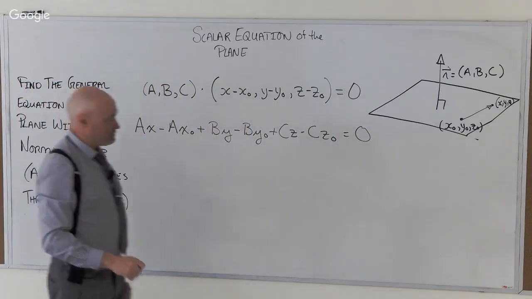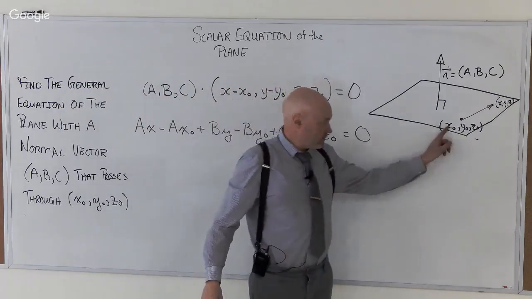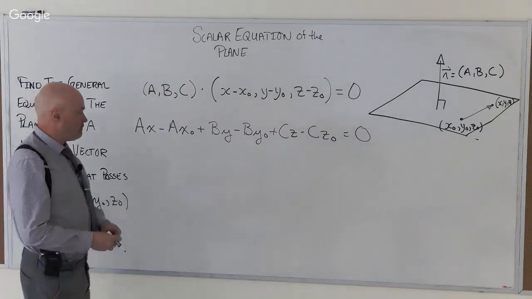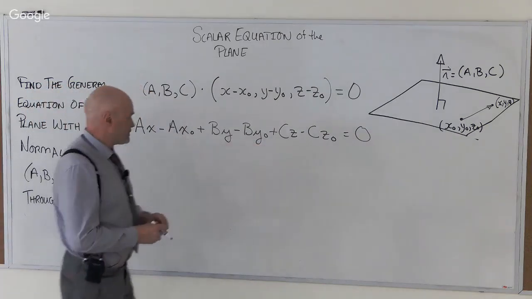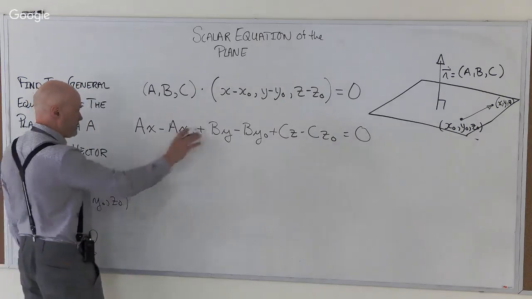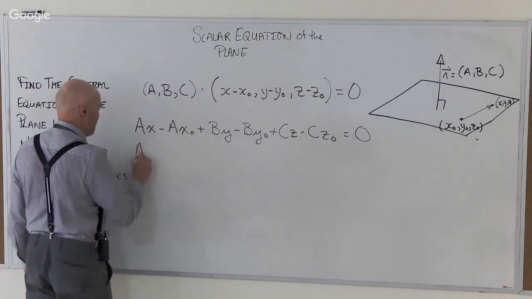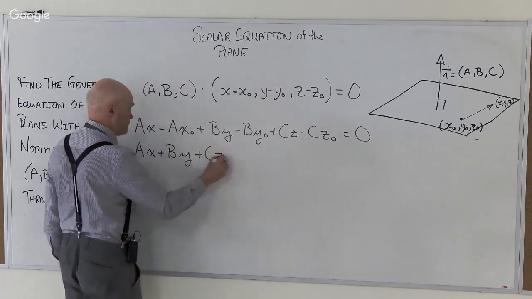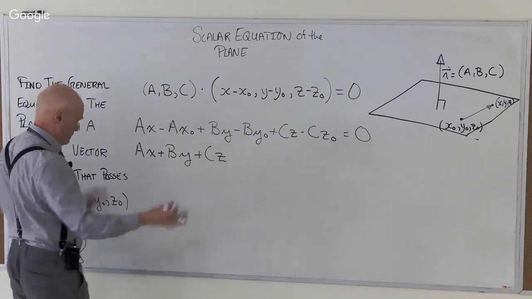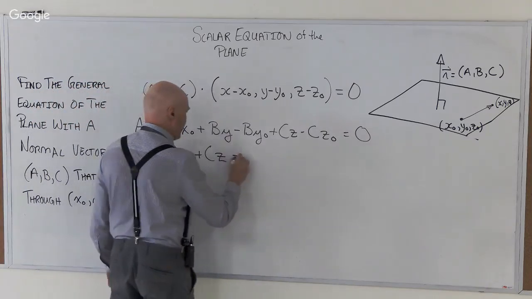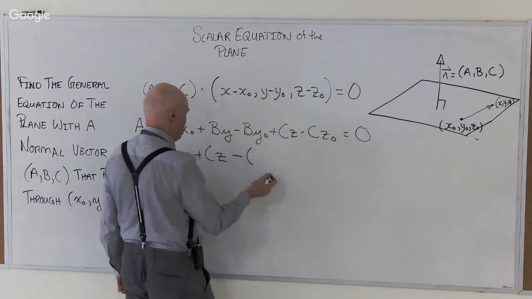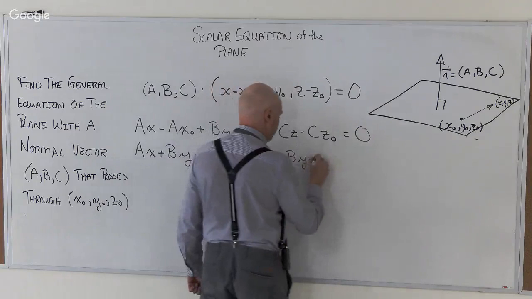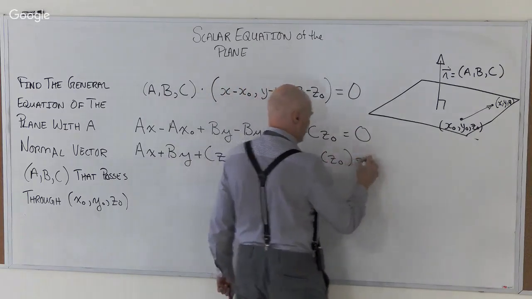Now, it's not obvious because we're using symbols for the point that actually lies on the plane, but x naught, y naught, and z naught actually represent real numbers. So I'm going to shuffle them over there. I'm going to segregate them like the different entities that they are. So ax plus by plus cz, I've collected all those together, minus, and these are all subtracted, so I'm just going to put a big minus sign there. Ax naught plus by naught plus cz naught is equal to 0.